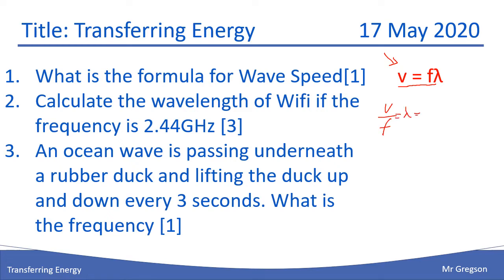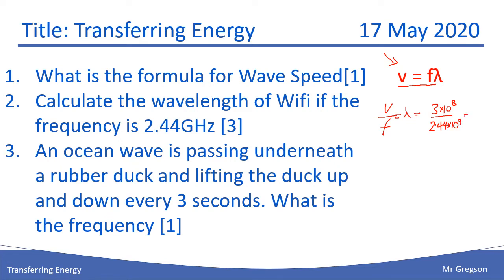The velocity of any wave in the electromagnetic spectrum, so Wi-Fi, which is a microwave, is 3 times 10 to the power of 8 meters per second. Now that wouldn't necessarily be given to you. It might be inferred, you might need to know it. And then the frequency, 2.4 gigahertz, which is times 10 to the power of 9.